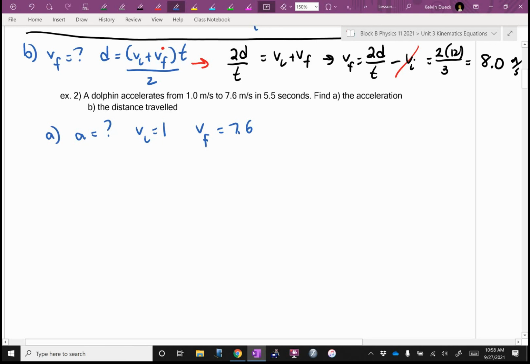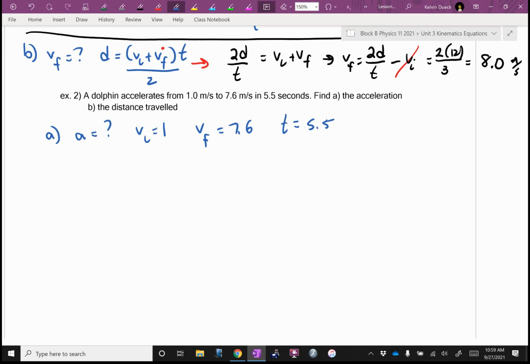What's that, 5.5? Yep. Also, Tyson, any yucky units that you saw, like kilometers or hours or anything, I'm always double checking that. There will be some a bit later where we have yucky units. We'll have to do a conversion. But for now, we're good.